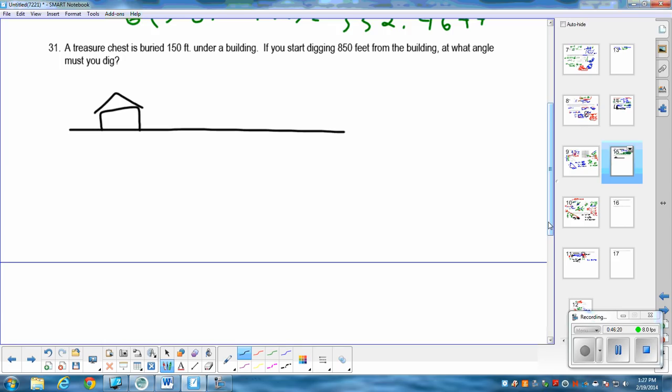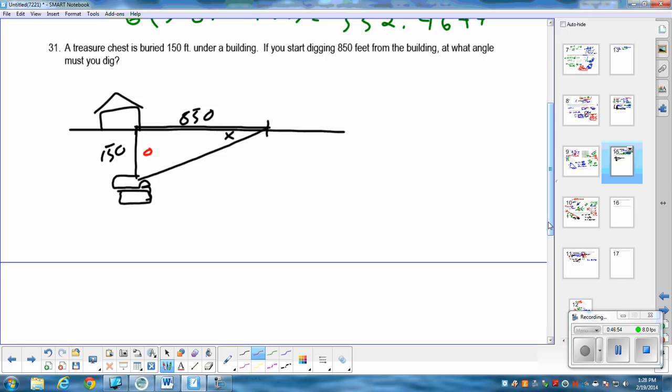We have a building, we have the ground, there's treasure down here. We are starting to dig 850 feet away from the building. We need to figure out what angle we need to go to, by the time we get to the building, to get 150 feet down.